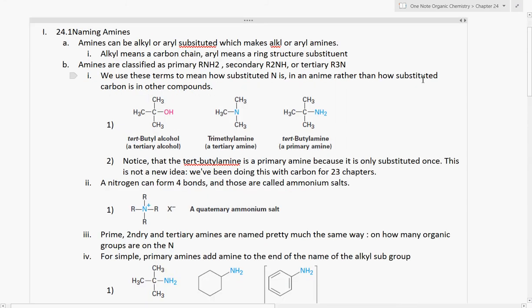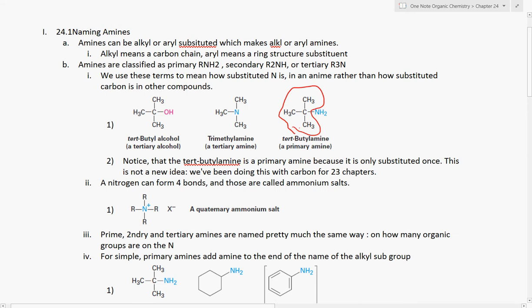And amines are classified as primary, secondary, or tertiary, and we use these terms to mean how substituted N is in an amine rather than how substituted carbon is like we do in other compounds. So notice here that tert-butylamine is a primary amine because it is only substituted once. And this is not a new idea. We've been doing this with carbon for 23 chapters.